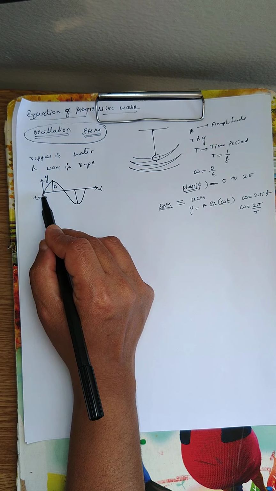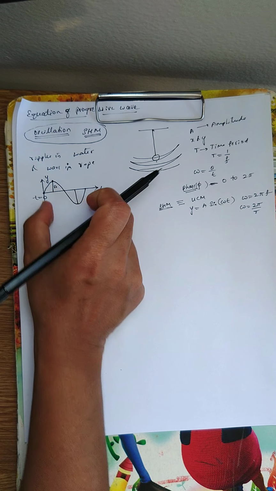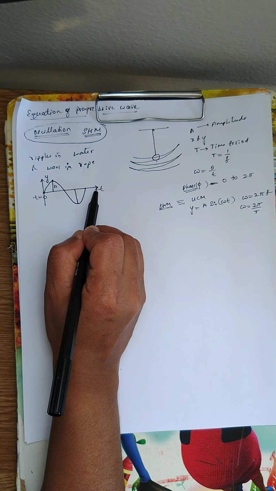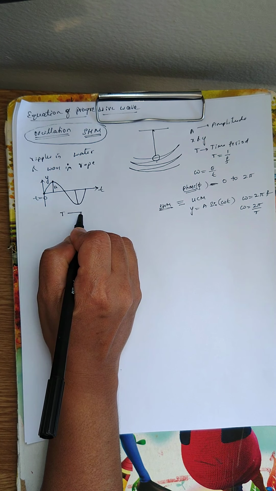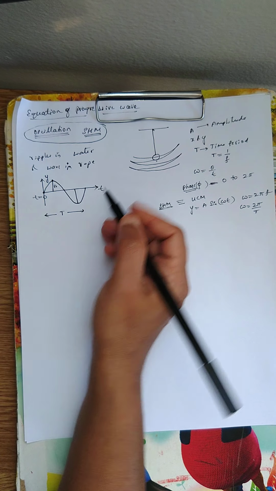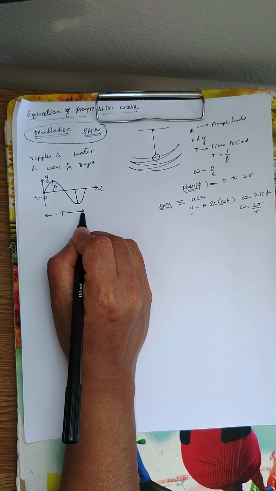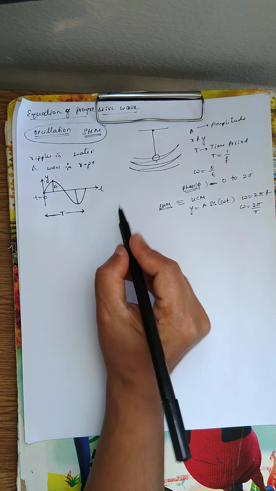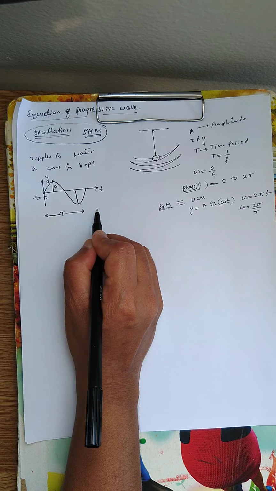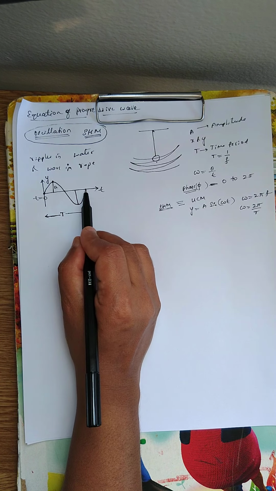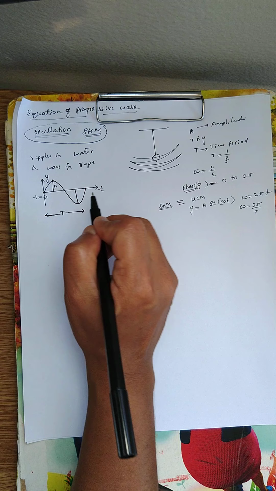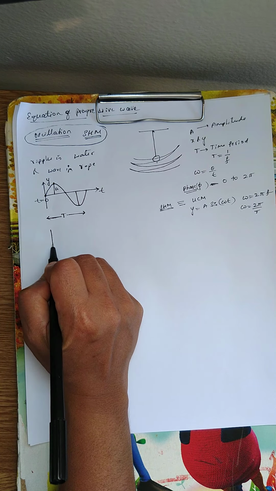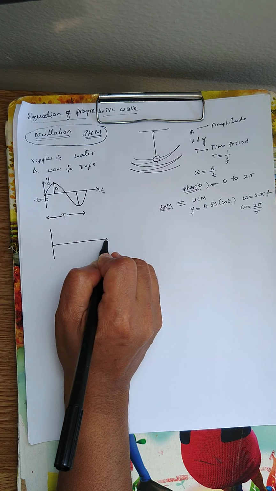So in this, what is this entity from the origin to the end of the cycle? Since it's a time axis, it is nothing but one time period. Okay, so in terms of angle, what is the angle covered? In terms of simple harmonic motion, the angle covered will be 2 pi, right? It is one complete oscillation. Yes.